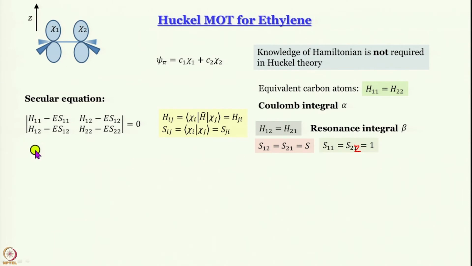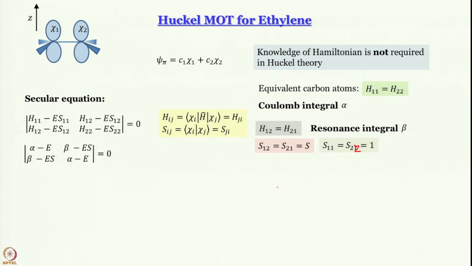H11 is equal to alpha minus E into 1. So, alpha minus E. Second element here 1 2 element will be beta minus Es, same thing here, and this 2 2 element will be alpha minus E, right, alpha minus E, beta minus Es, beta minus Es, alpha minus E, that determinant is equal to 0 and the rest is very simple. You expand it and you get some expression for E, and just in order to ensure that we all know how to expand determinants, even though we have handled many determinants already, I will just expand this one.